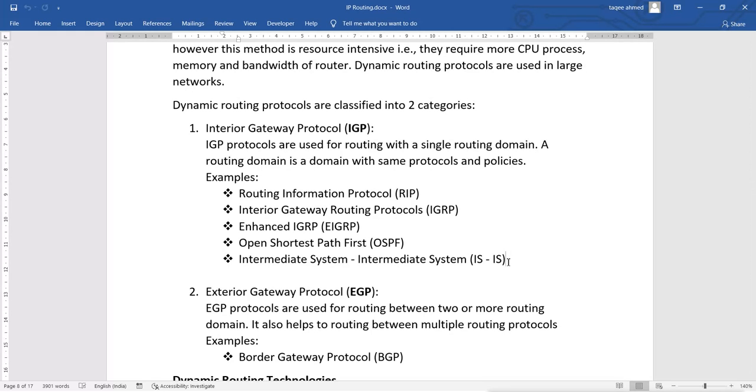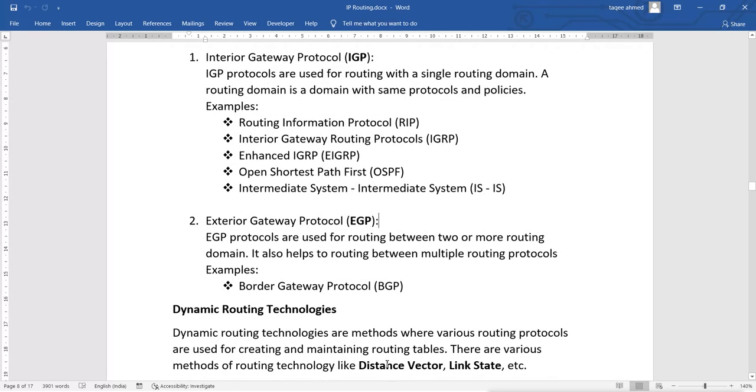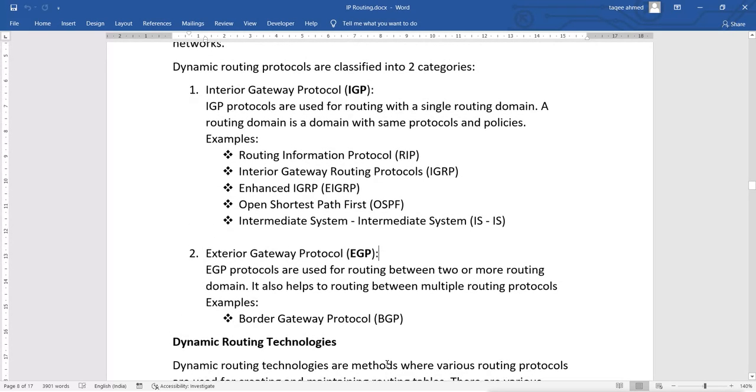Then we have the exterior gateway protocol, which is called EGP. Exterior gateway protocols are used for routing between two or more routing domains, and they also help with routing between multiple routing protocols. The example is BGP, called Border Gateway Protocol. What it actually does is routing between different routing domains.